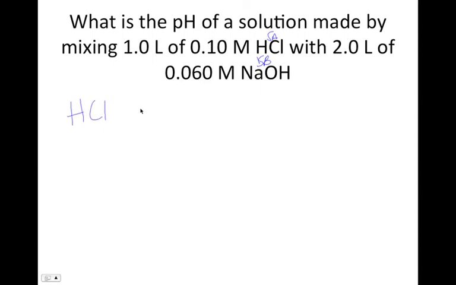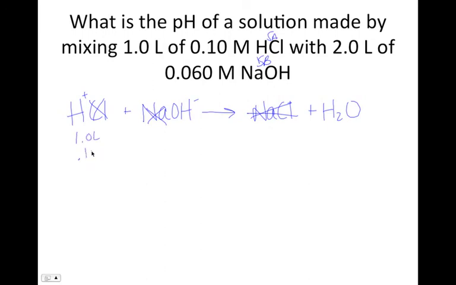So HCl plus NaOH is going to give me NaCl and water. Of course, since this is a strong acid, strong base reaction, you know that this is just going to reduce down to hydrogen ion plus hydroxide ion giving water. So I have 1 liter of 0.1 molar HCl. I have 2 liters, sorry, I forgot to put my 0 in there, 2 liters of 0.06 molar NaOH. I have an amount of both reactants, so I need to figure out which one's limiting. So I'm going to convert both of these to moles.